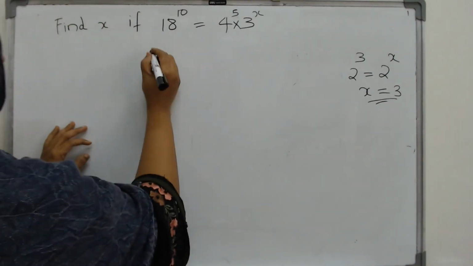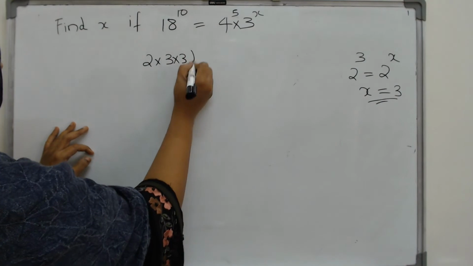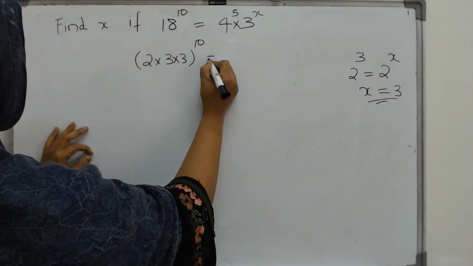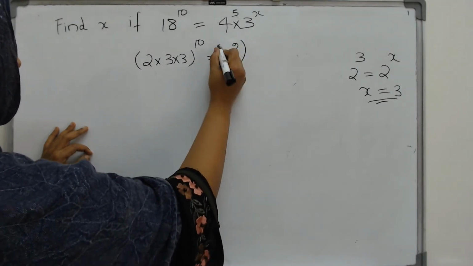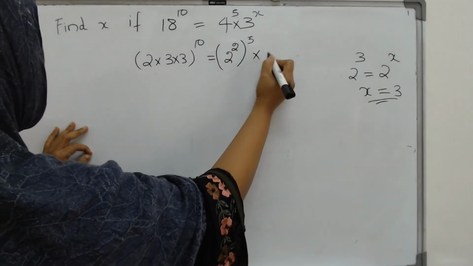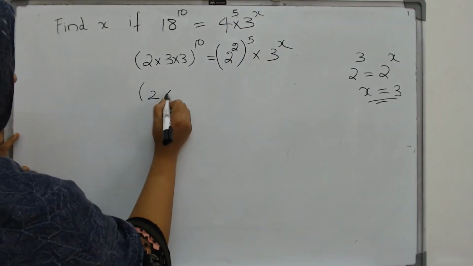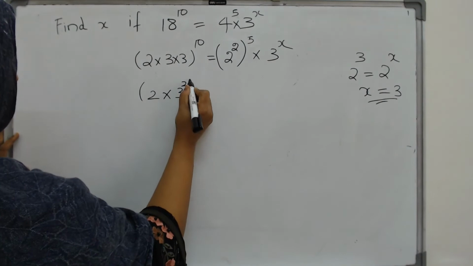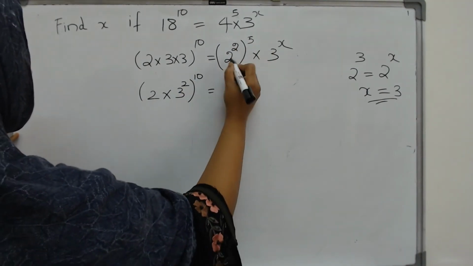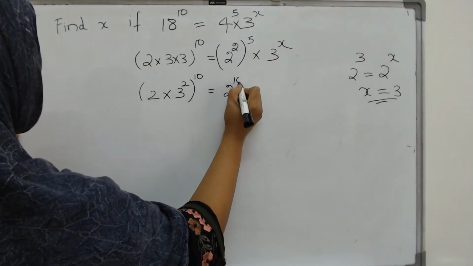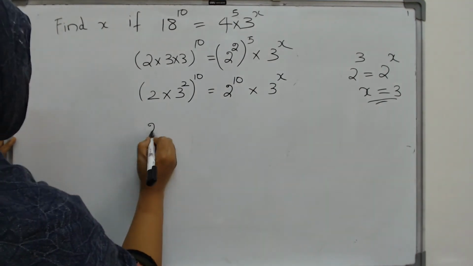What is 18? 18 is 2 into 3 into 3, that is, the whole raised to 10. And what about 4? 4 is 2 raised to 2, now the whole raised to 5. This is 2 into 3 square raised to 10. This would be 2 into 5, which would be 10. Again opening the brackets.